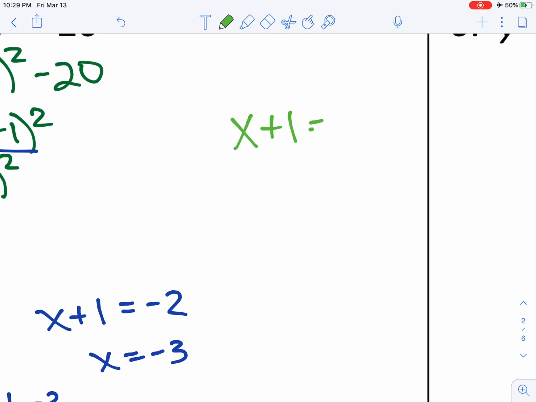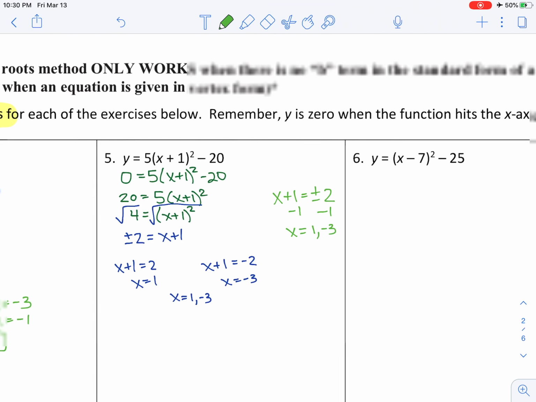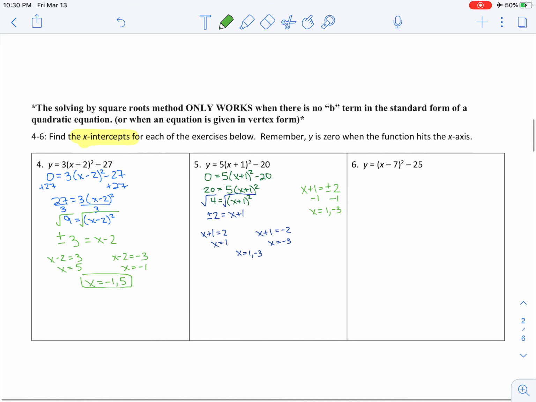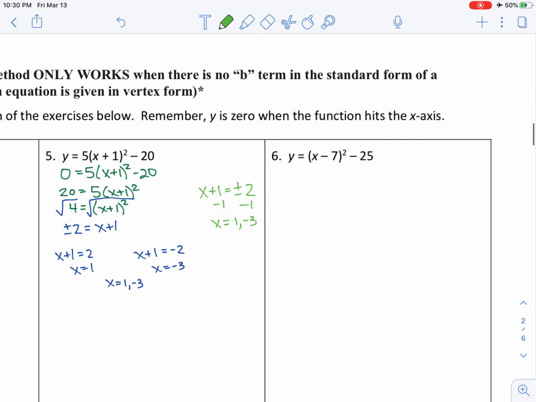If I have x plus 1 equals plus or minus 2, I can still do this and say 2 minus 1 equals 1. Negative 2 minus 1 equals negative 3. And you can do it like that. Okay, so I want you to do number 6 on your own.